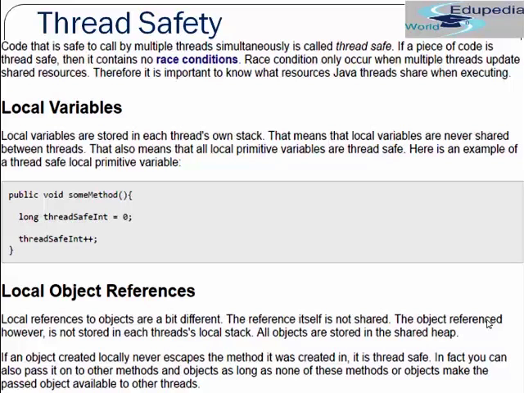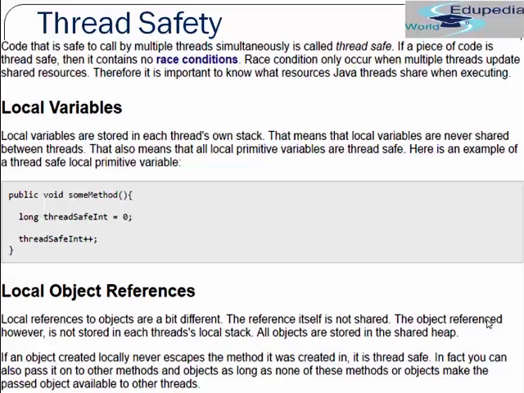So this is an example of a thread safe local primitive variable. You see inside some method, we have a primitive local variable threadSafeInt, and we have assigned the value as 0. It is of type long, and then we are incrementing threadSafeInt. So now this is absolutely safe, and since it's a local variable, each thread will have its own threadSafeInt variable. Okay, now moving forward, thread object references.